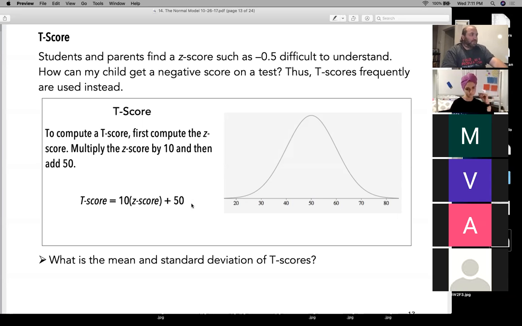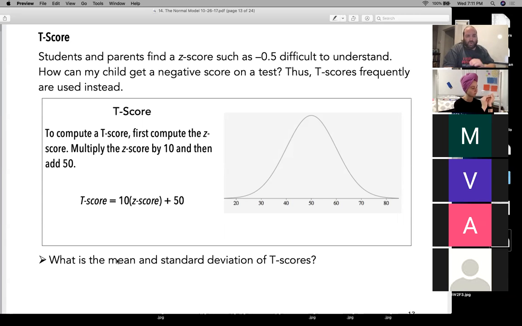Okay, so how do we compute a t-score? We will first compute the z-score. We then multiply the z-score by 10 and then add 50. That's just a formula. You might say, why is that formula in place? That's a great question. It's just the way it is. That formula is just the formula for the t-score.